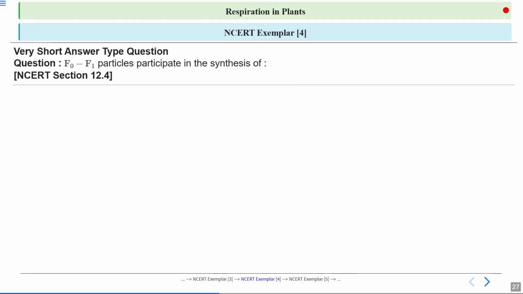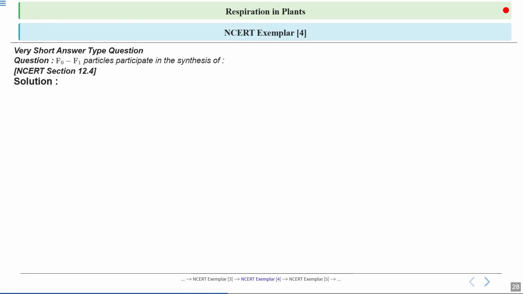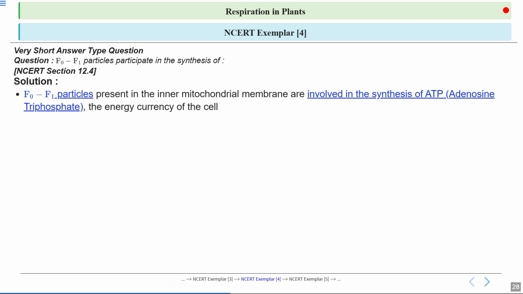Now let us look at the next question. F0, F1 particles participate in the synthesis of. Let's look at the solution. F0, F1 particles are found in the inner mitochondrial membrane and they are involved in the synthesis of ATP, which is the energy currency of the cell.